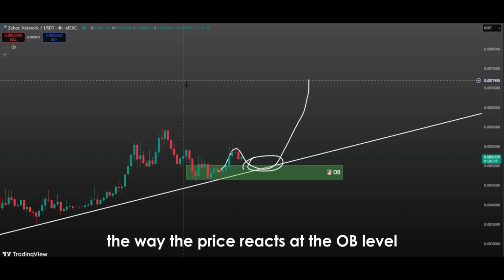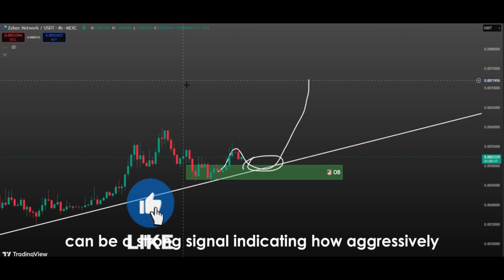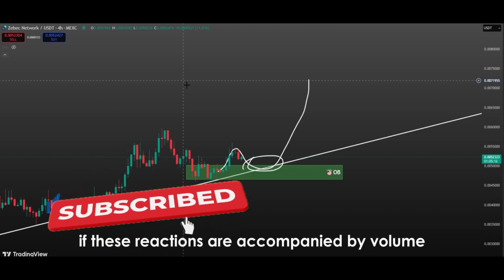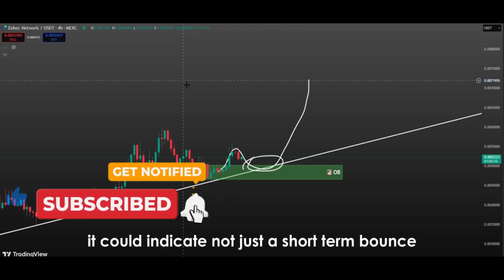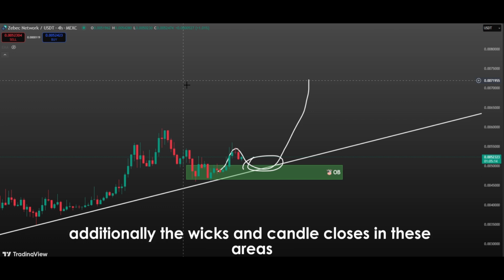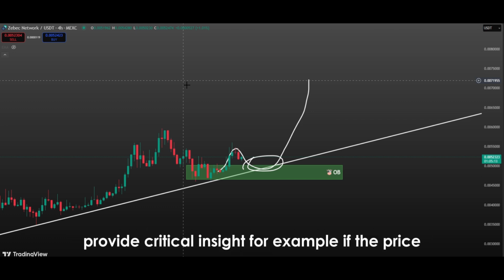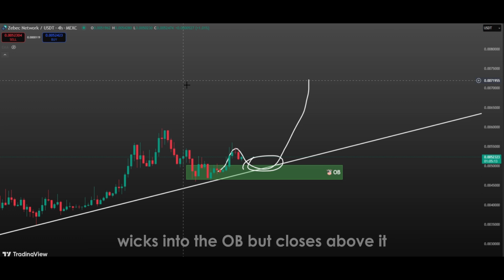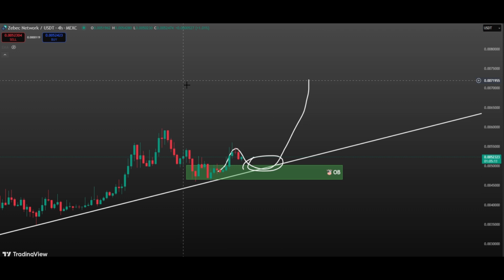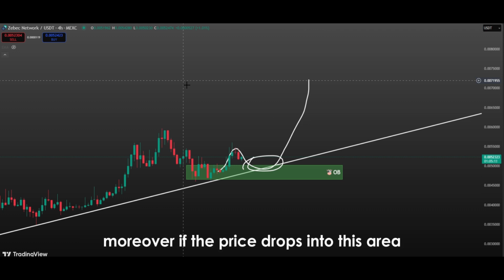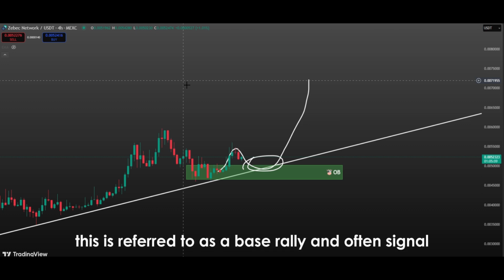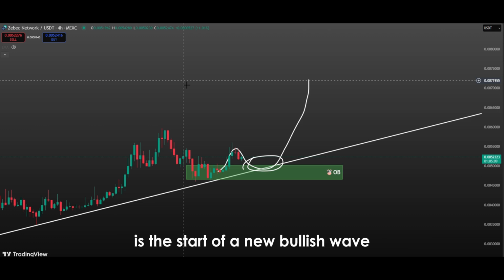The way the price reacts at the OB level can be a strong signal indicating how aggressively buyers are stepping into the market. If these reactions are accompanied by volume, it could indicate not just a short-term bounce, but the beginning of a new trend. Additionally, the wicks and candle closes in these areas provide critical insight. For example, if the price wicks into the OB but closes above it, that suggests strengthening bullish momentum. Moreover, if the price drops into this area and begins to consolidate sideways before breaking out upwards, this is referred to as a base rally and often signals the start of a new bullish wave.